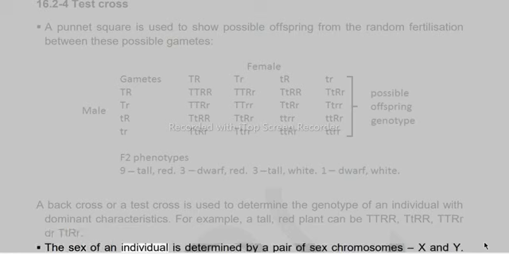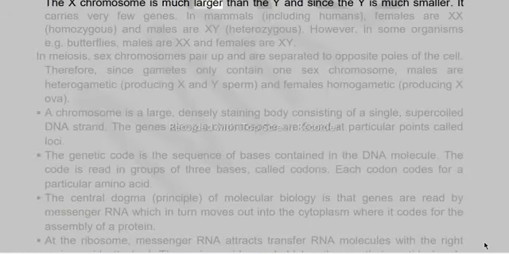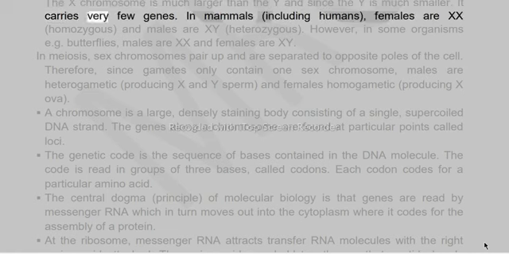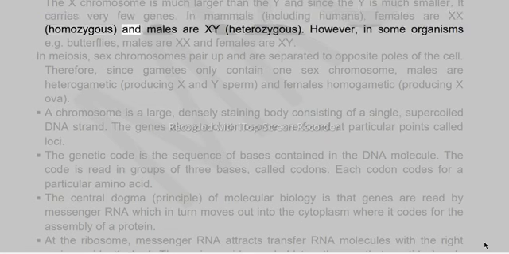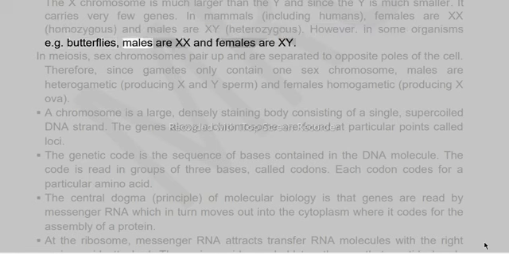The sex of an individual is determined by a pair of sex chromosomes, X and Y. The X chromosome is much larger than the Y, and since the Y is much smaller, it carries very few genes. In mammals, including humans, females are XX, homozygous, and males are XY, heterozygous. However, in some organisms, e.g. butterflies, males are XX and females are XY.